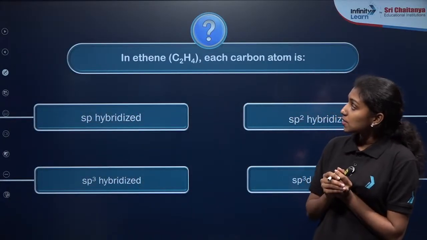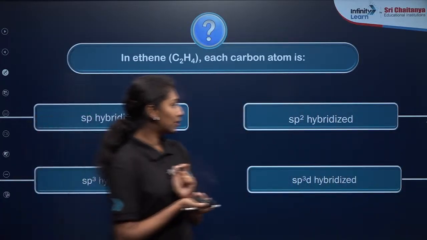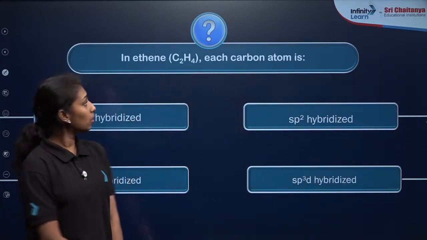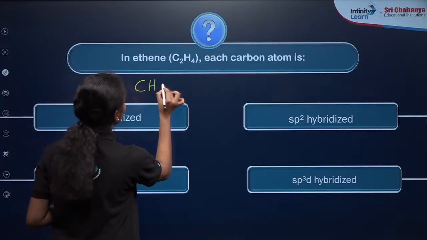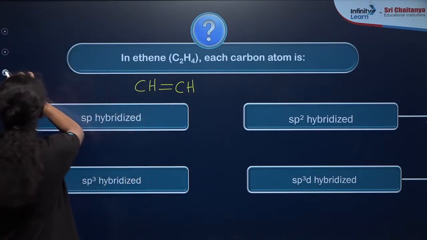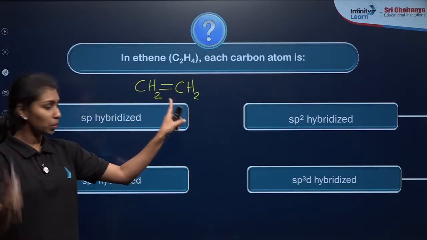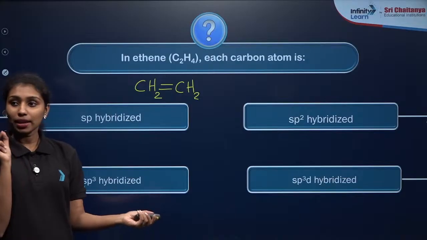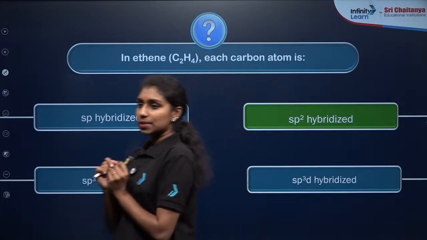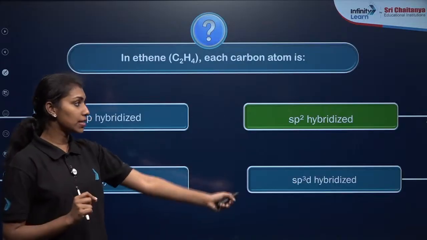In the ethene molecule C2H4, each carbon atom is? We have discussed C2H4, right? What will be the answer? This is our molecule, the ethene molecule, which means it is a double bonded molecule. So it will be sp or sp2? sp2, right? sp2 is the hybridization, so option B will be the correct answer. So just go through the structure, then you will get an idea about the hybridization.